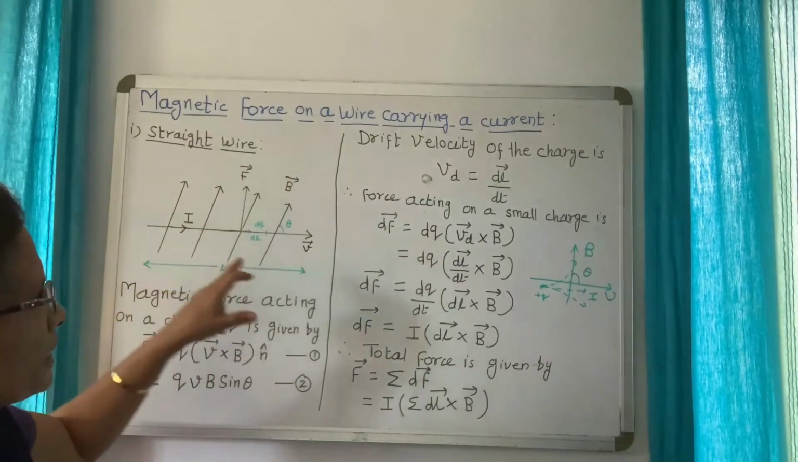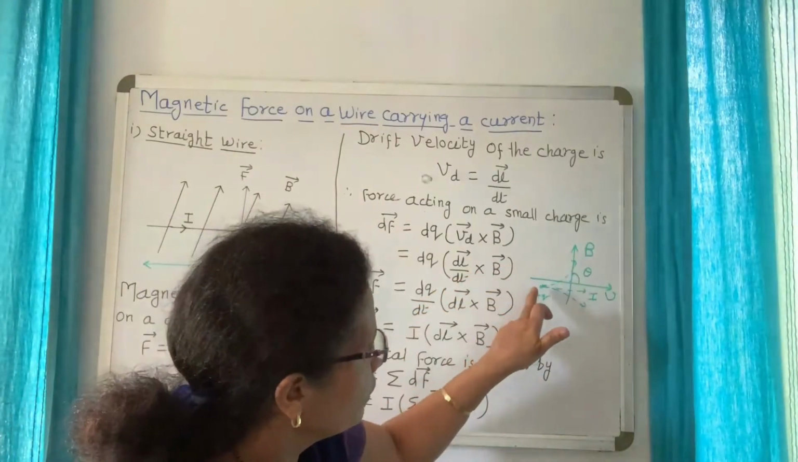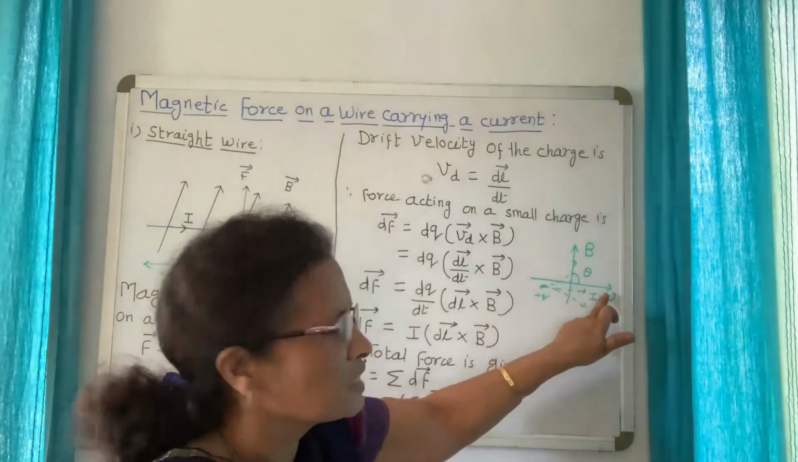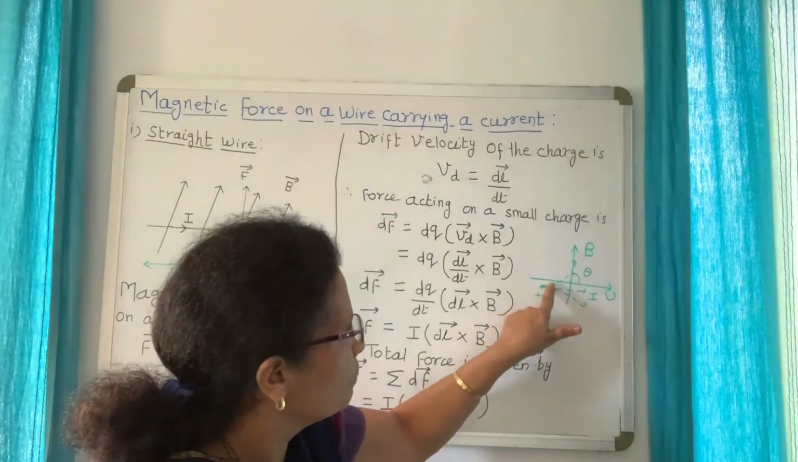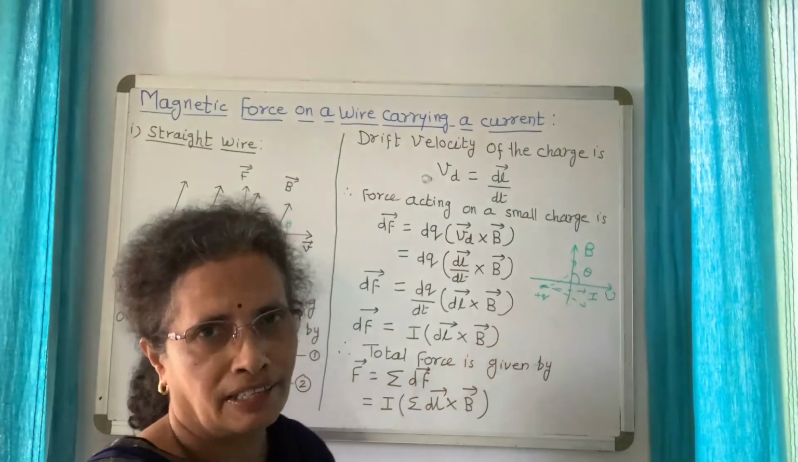It means that if the charge is placed over here, it will experience a force. It is not supposed to go in a straight line. It will experience a force in this direction. So this is the path. It will not be a straight line.